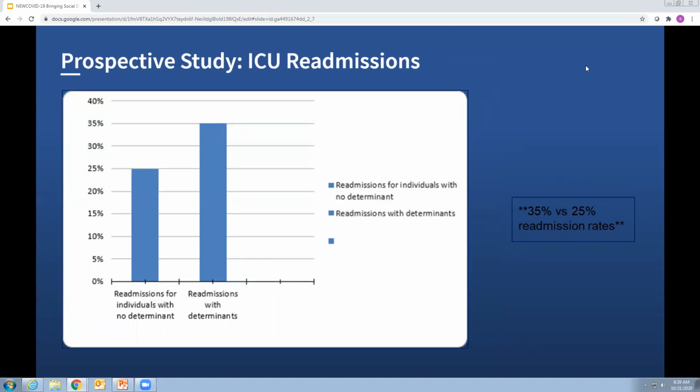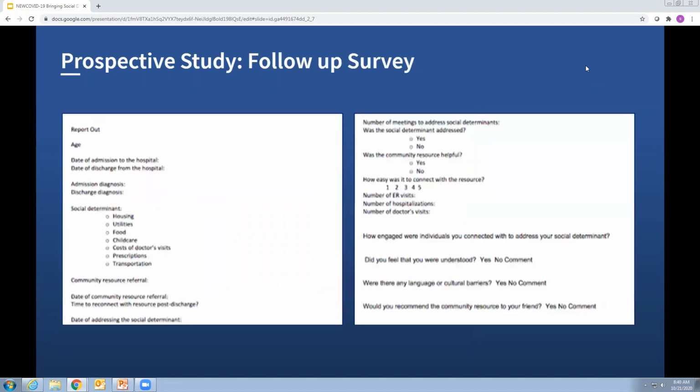So in terms of our prospective study in readmission rates, individuals who had social determinants were 10% more likely to be readmitted versus those individuals who did not have determinants. Every week I get a snapshot sent to my email in terms of who was screened, what were the determinants, where were they referred, and I also get an alert if they were readmitted. I think the most important thing is making sure these connections happen. So we do have a follow-up survey that we're conducting. Patients are coming through to the clinic, and then we're following up with them to see, did you connect? What was the experience like? Was your social determinant taken care of?